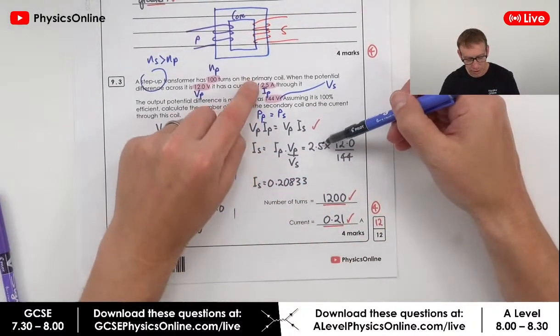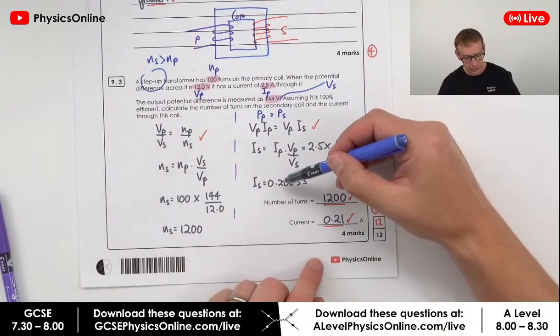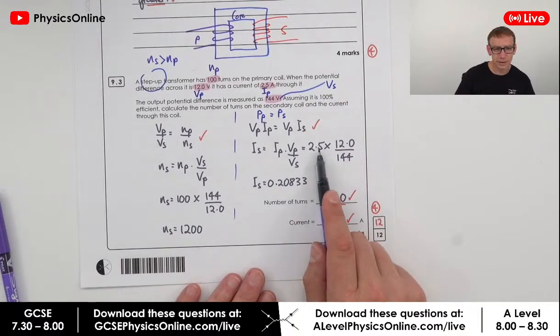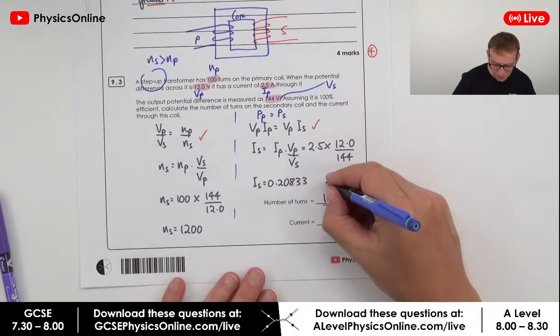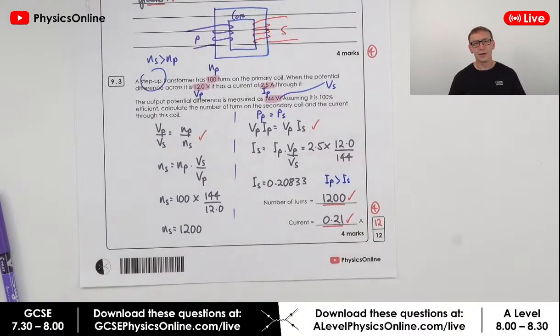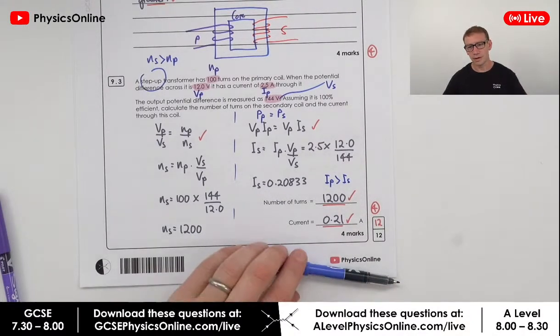We know the primary current is 2.5. Then we've got 12 over 144, which is 0.2. And we can see here, the current has gone from 2.5 down to 0.2. So the primary current is bigger than the secondary current, which again is what you'd expect on a step-up transformer. So what we find is that we step up the potential difference and we step down the current.